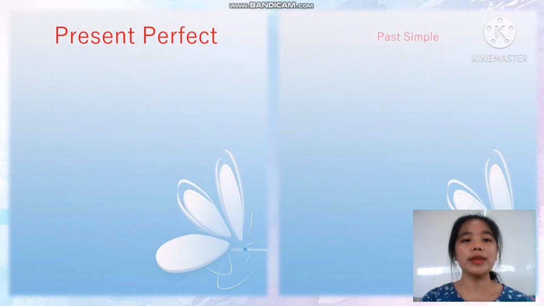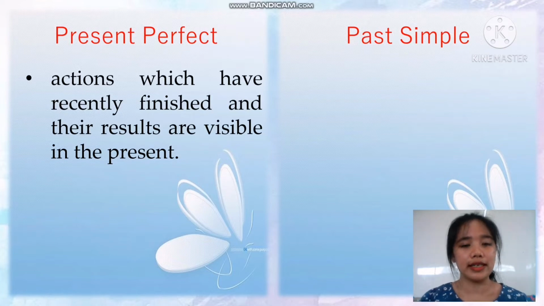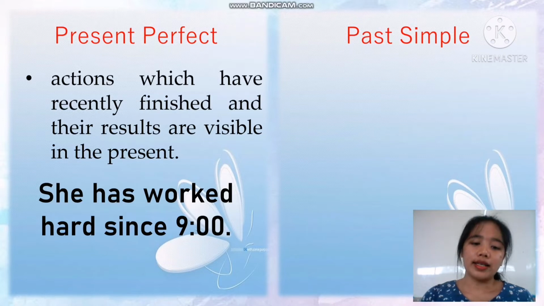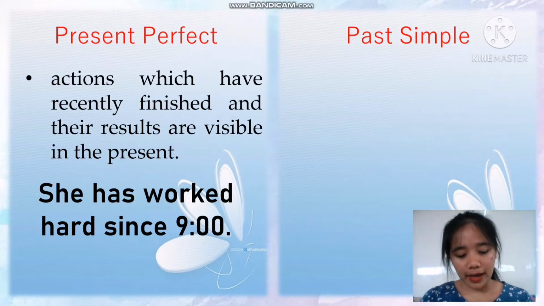And for present perfect, we use this one for actions which have recently finished and their results are visible in the present. Okay, like for example, she has worked hard since 9 o'clock. So now she's back home and she is tired because she worked hard from 9 o'clock. Okay, so those are the uses that we had for now.